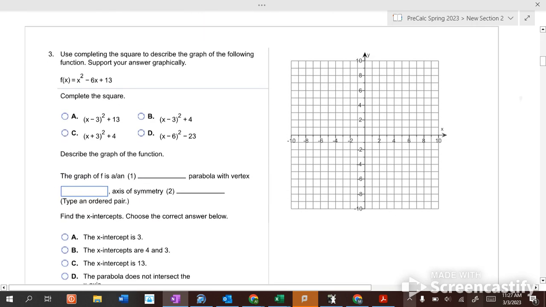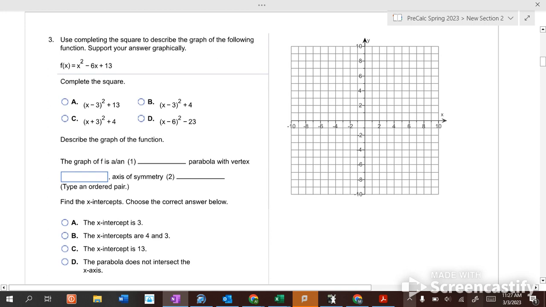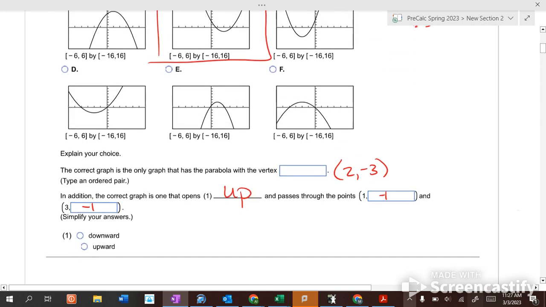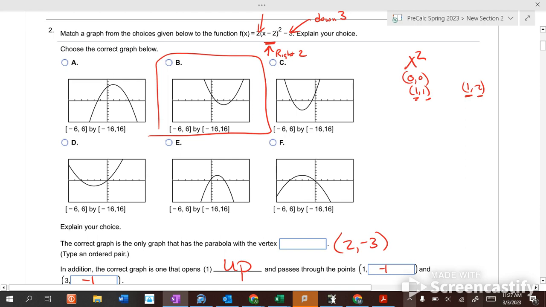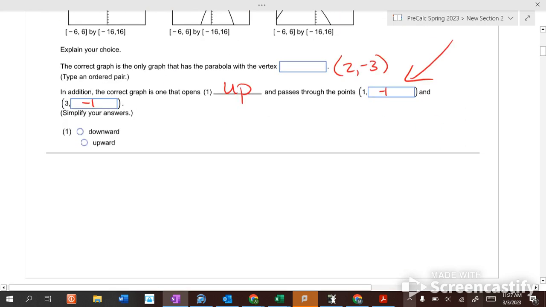Okay. What if you can't figure this out? What should you do? Graph it on your graphing calculator and use the what function? Trace. Use the trace function. Trace to 1 and you'll get negative 1. Trace to 3, you'll get negative 1. Okay? So the graphing calculators can help you out there.